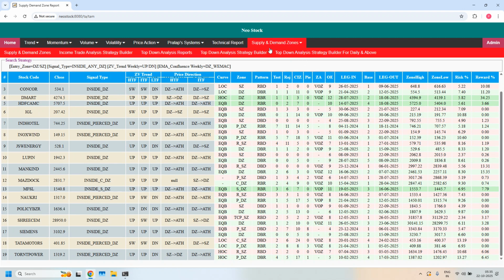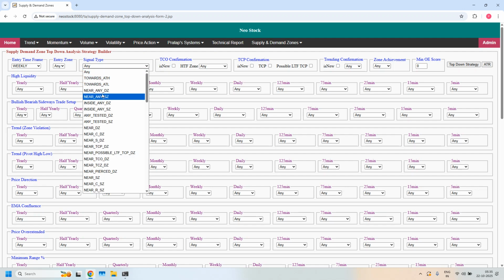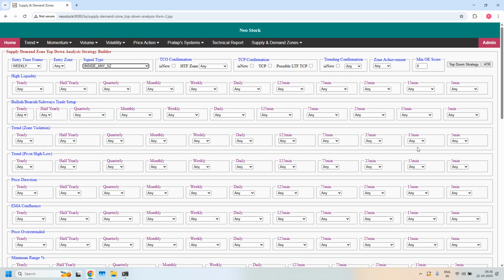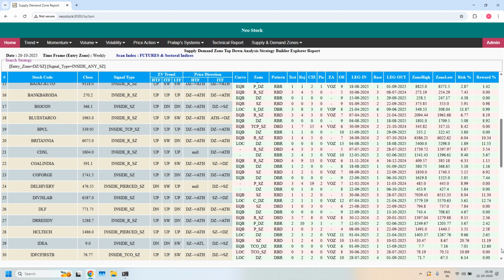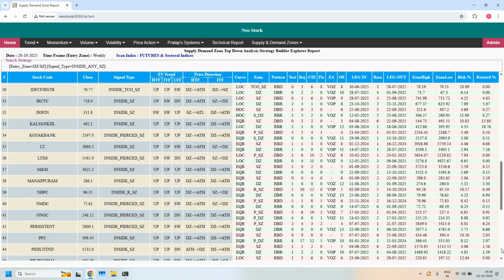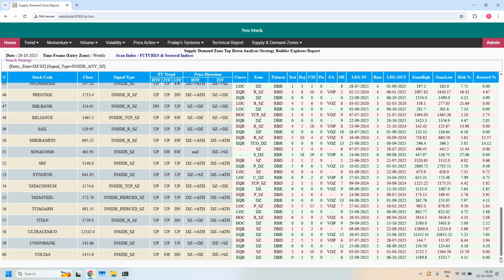Okay, next, price closed inside the weekly supply zone. First 15 stocks in the list. Scrolling the list down, total 60 stocks are filtered.